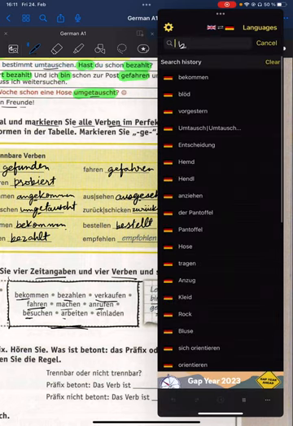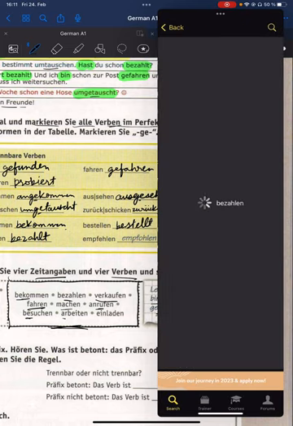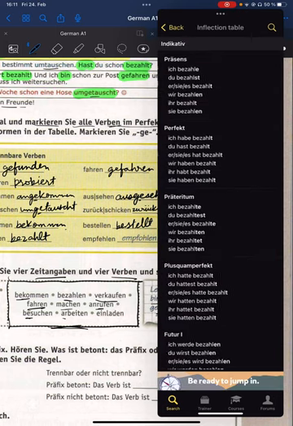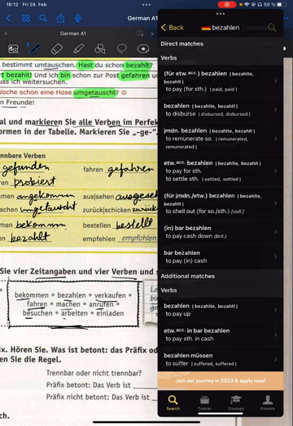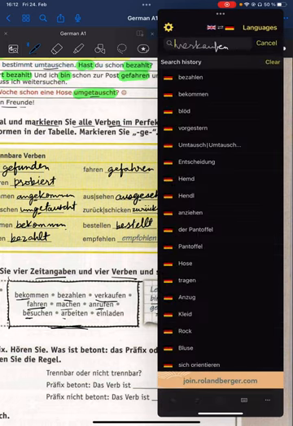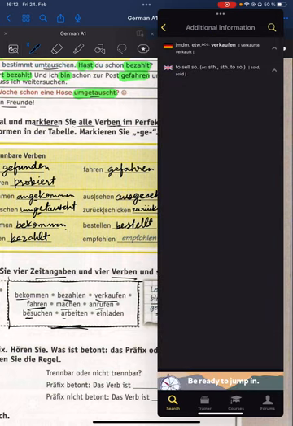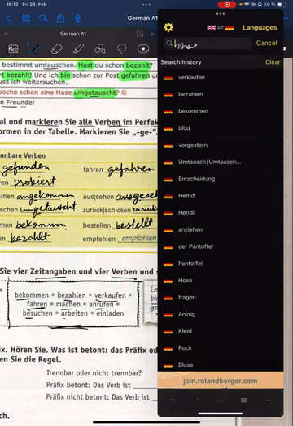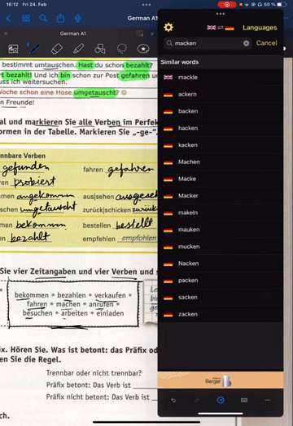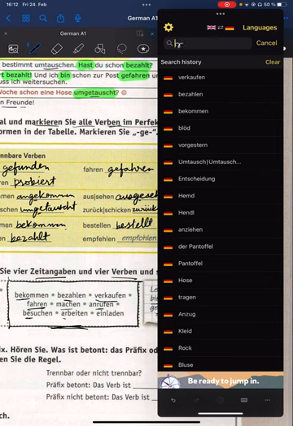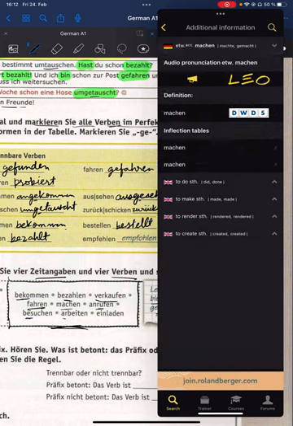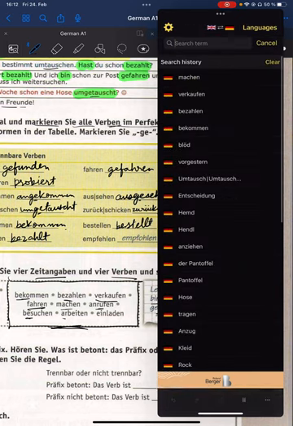Then bezahlen. We can see here it's bezahlt, but we can go to the inflection table to see. Ich habe bezahlt. I had paid. Then verkaufen, verkauft, and habe verkauft. Fahren, then machen. It is gemacht. Habe gemacht.